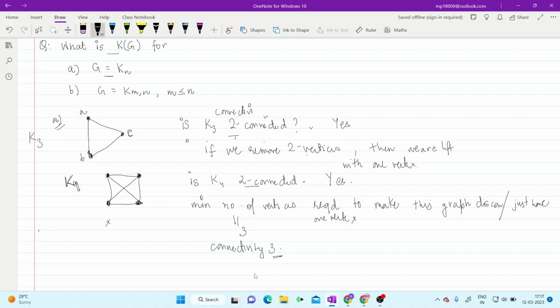So is this fine? Why is the connectivity for K4 3? Is it fine? Yes, ma'am. Okay. So now can we generalize this?